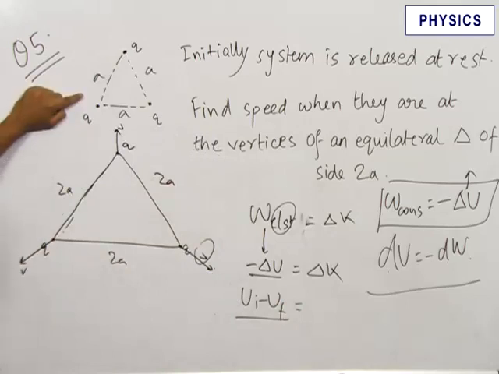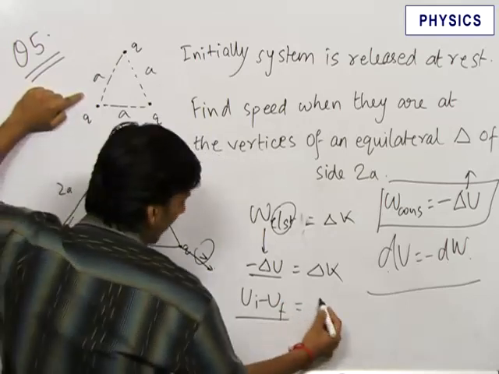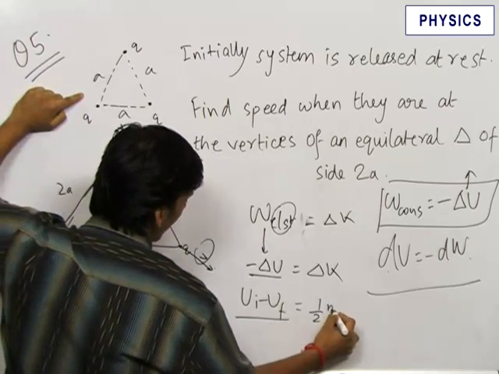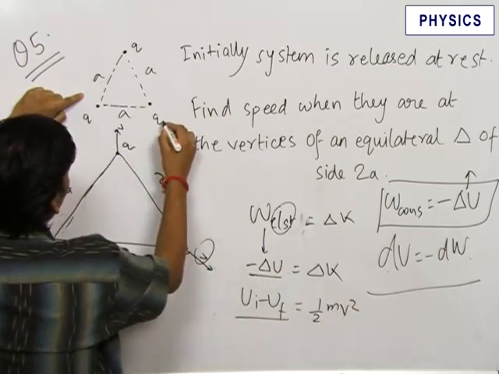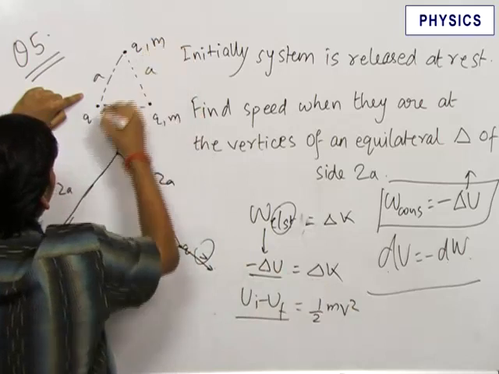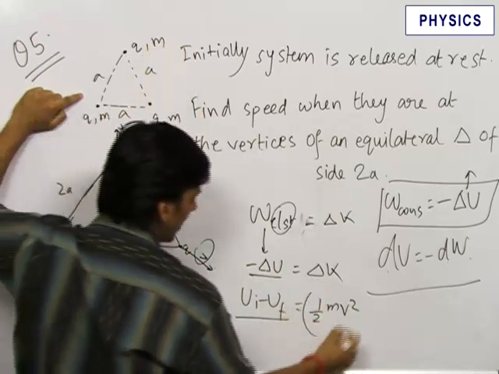Initially the system was at rest. So this is equal to final kinetic energy, that is equal to half mv square. The masses of each of them are m, into 3.